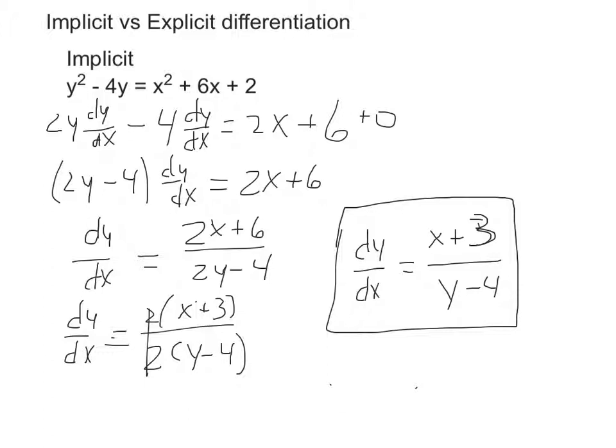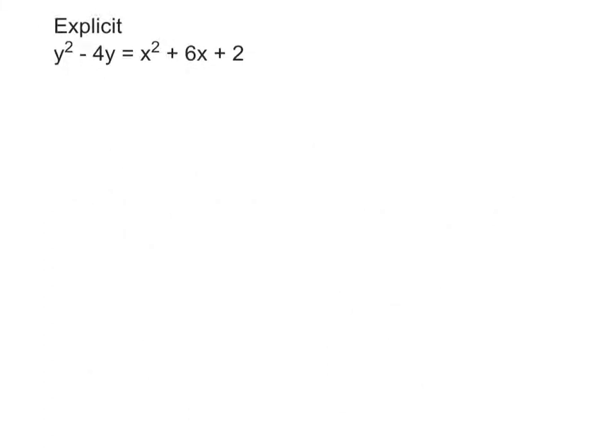Now we'll show you what would happen if we tried to do this explicitly. Explicitly meaning if we tried to solve this, solving for y. So our first job will be to solve this for y, and so we will call this y squared minus 4y. And then we're going to set this equal to this, but now what we need to do is get y by itself.